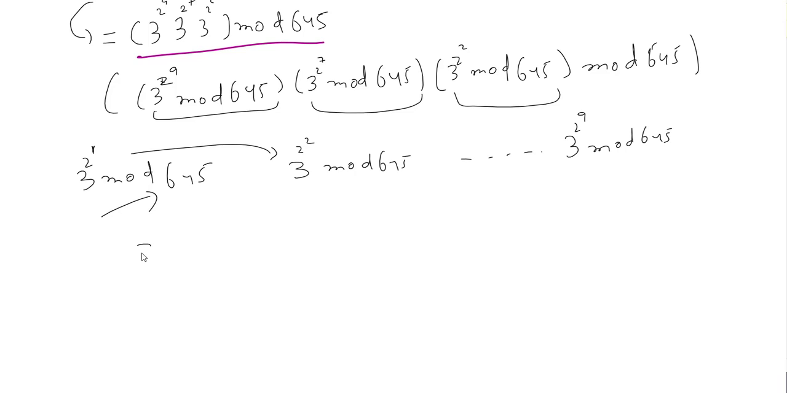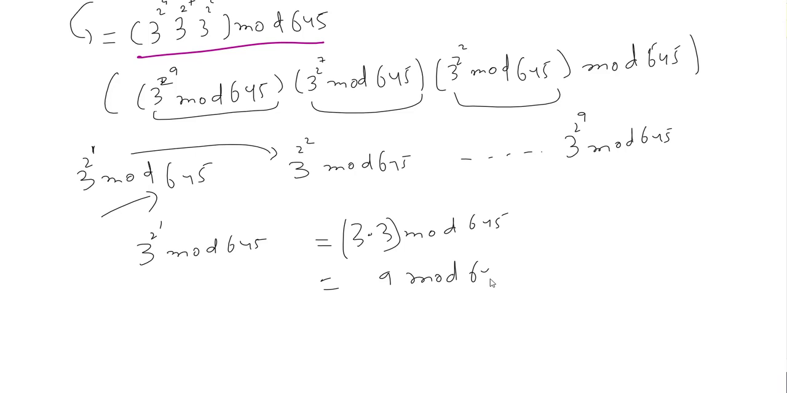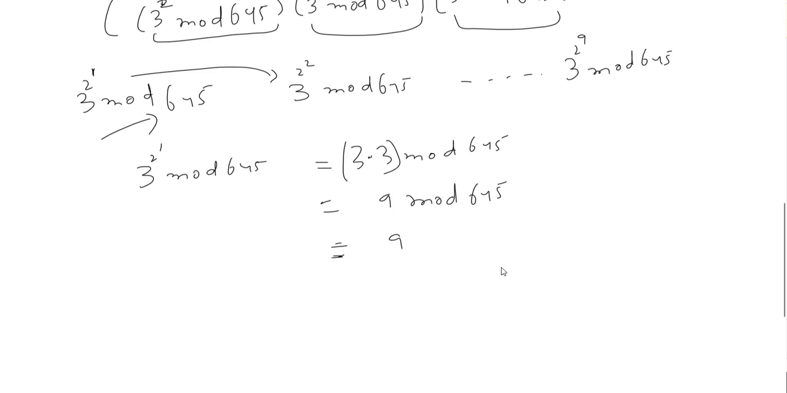So this one will be equal to 3 raised power 2 with the power of 1 mod 645, which is the same as 3 times 3 mod 645. So this will be equal to 9 mod 645. And the value will be 9, since 9 is less than 645, therefore the remainder will be 9. Then let's set our eyes on 3 raised power 2 raised power 2 mod 645.